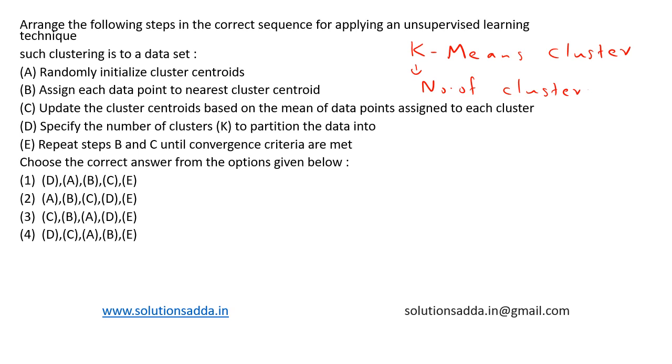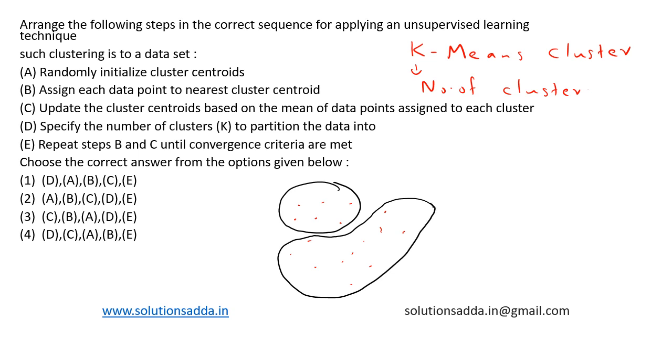As a first step, we are assuming there are different data points like this. Assume there are so many data points. The basic idea of k-means clustering is to group these data points into k number of clusters. Assuming k equal to 2, after k-means clustering is done, two separate clusters of this nature will be formed. This is one cluster and this is another cluster. This is the basic idea of k-means clustering.